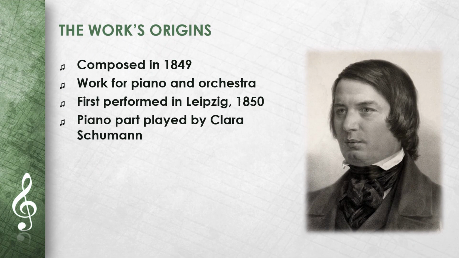Schumann composed the Introduction and Allegro appassionato in 1849. It is a work for piano and orchestra. Schumann wrote it at a time when he was composing many orchestral works. The piece was first performed in Leipzig on February 14, 1850. Schumann's wife Clara, who was a famous pianist, played the piano part.